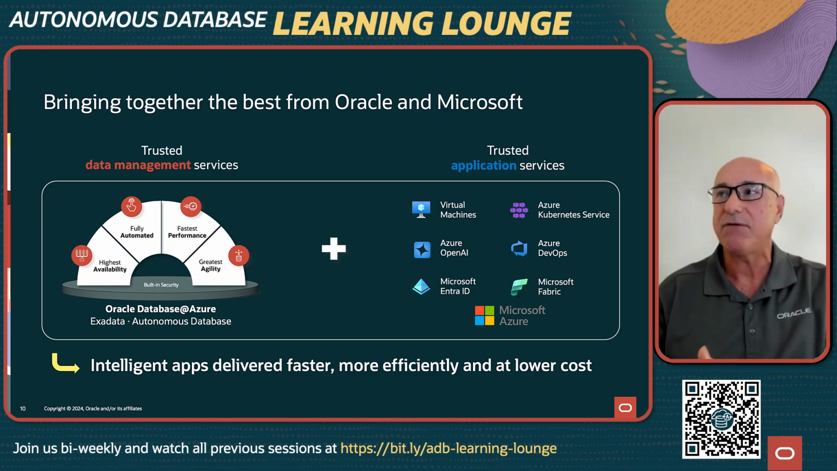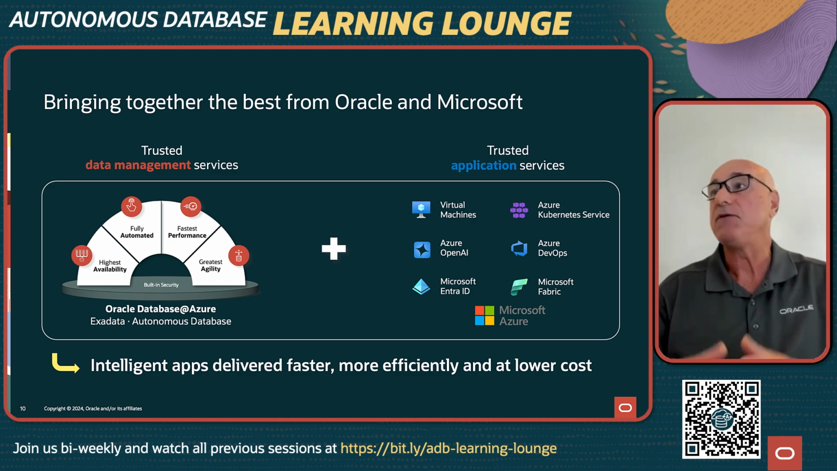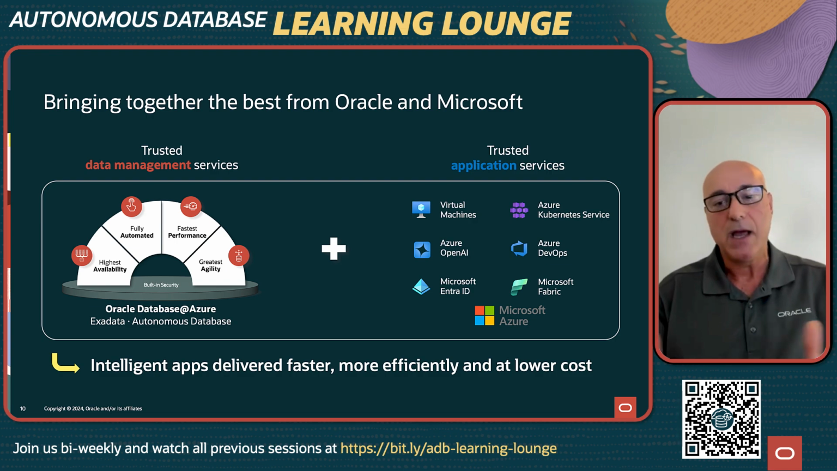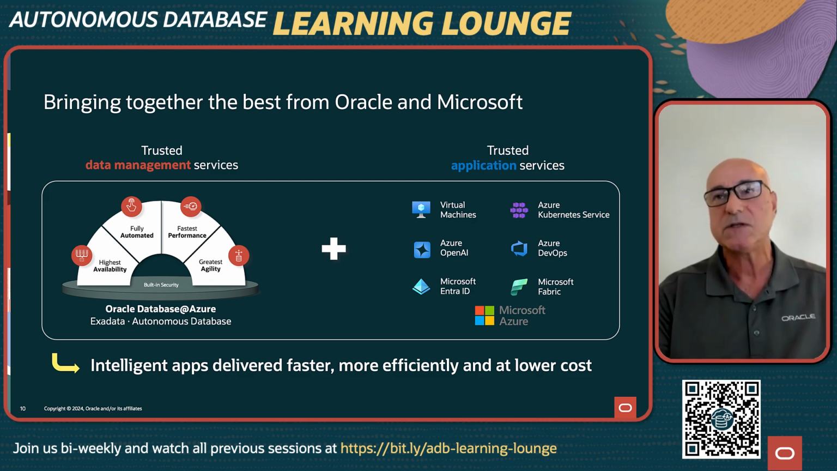So tying into Azure DevOps, Microsoft Fabric. If you're doing Kubernetes development, how can you natively connect and leverage the database resources of Oracle through a common identity in Microsoft Entra ID? And you're going to see a lot of that. But what it really boils down to is enabling you to build intelligent applications faster, more efficiently, at lower cost, while leveraging the key services from both companies in the partnership.